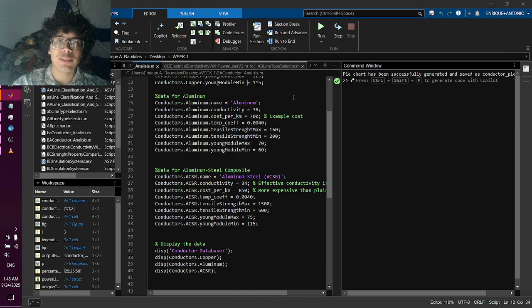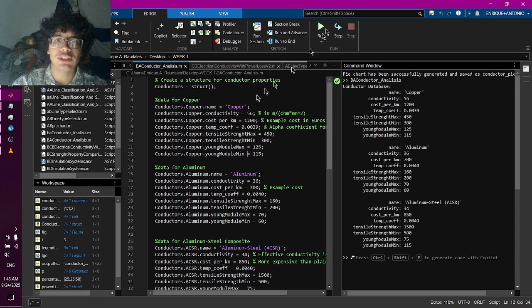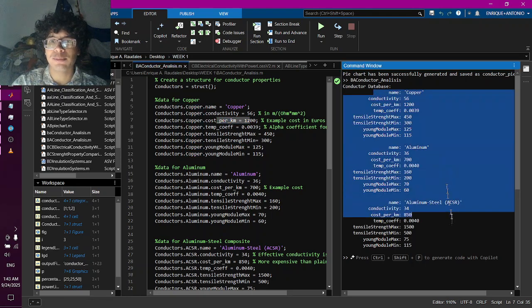Afterwards, we have a similar database, but this time for the conductors. As you can see, we have kept using structs. However, this time we have organized their different electrical, physical, and even economic properties. So once again, it prints it out to console.